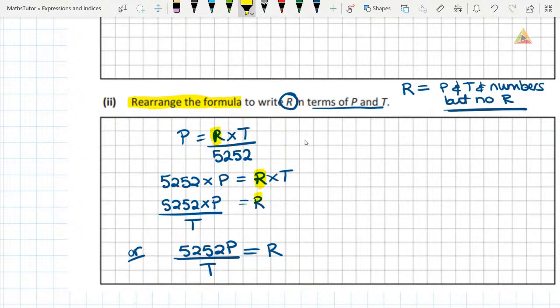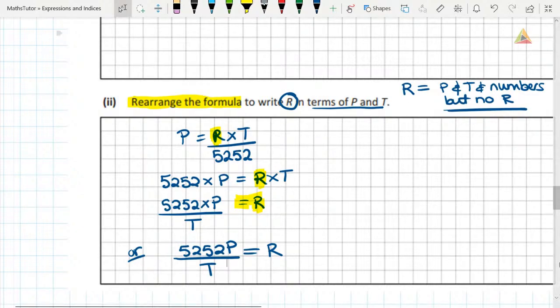So what we can see is that we now have r on its own and r is equal to something. So we have rearranged this formula to get r on its own. We see that there is a P and a T in our answer, on the other side of our equation here. So r is equal to something that has numbers and P's and T's, but we can't have any r's on that side.